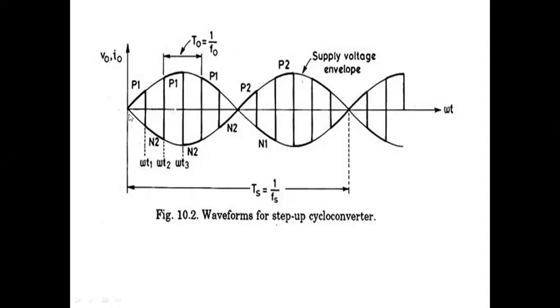That means your output frequency is greater than the input frequency. Input frequency is Fs. Output frequency is 6 into Fs. That means this is the step-up cycloconverter. See, waveforms for step-up cycloconverter. Any doubt in this? Bridge type cycloconverter.